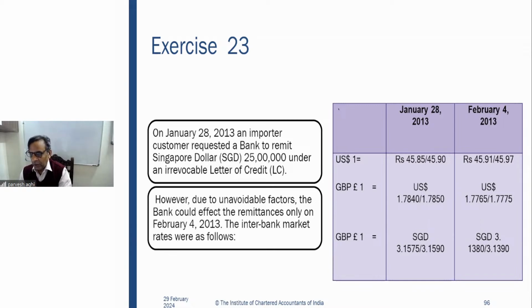Now, this is a 3-way cross rate. As against that, normally we are used to 2-way cross rates. So here it would be like this.